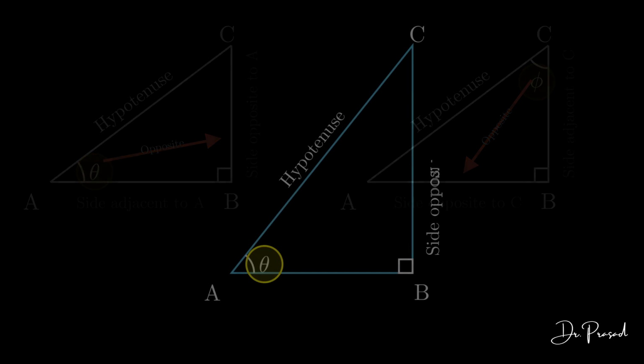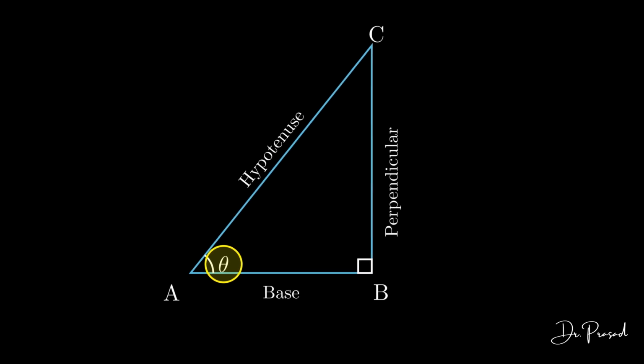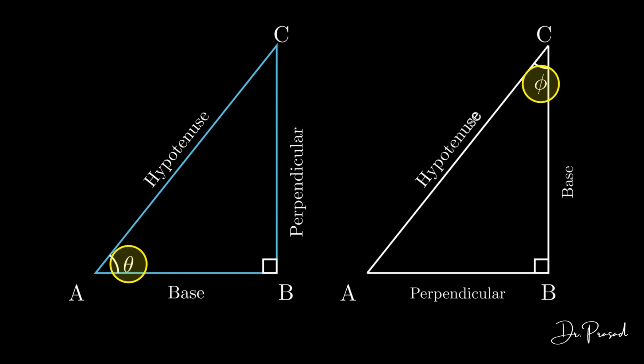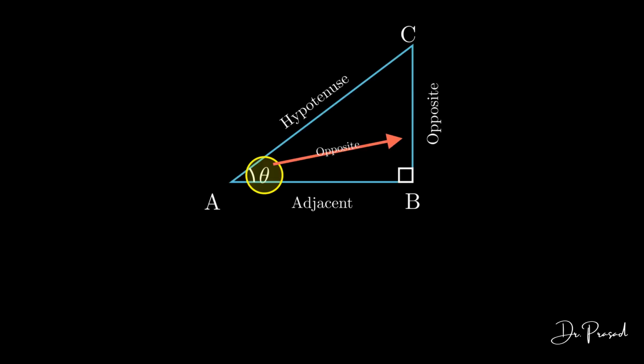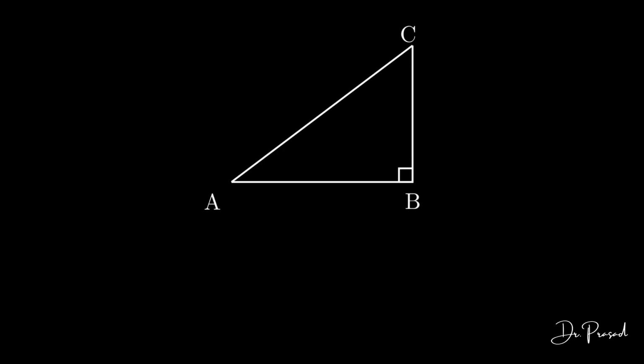You must be extra careful while identifying the opposite and the adjacent. Some people like to call them the base and perpendicular, but these terms can be misleading, especially if the perpendicular is horizontal and the base is vertical. So it is better to stick to the terms adjacent and opposite. Now that you have learned to identify the sides, let us proceed to the trigonometric ratios.